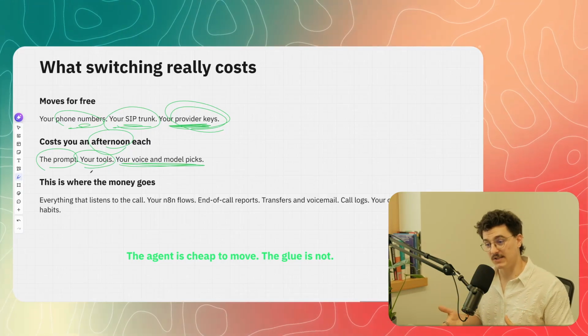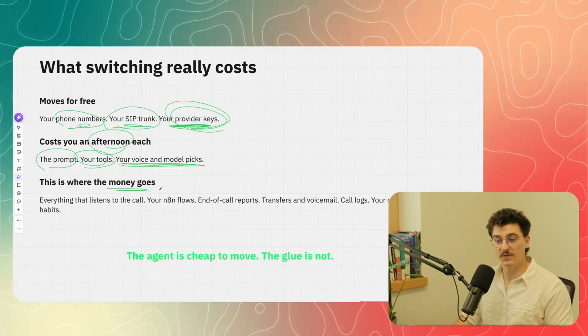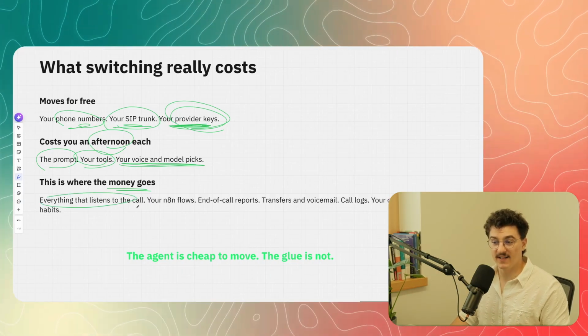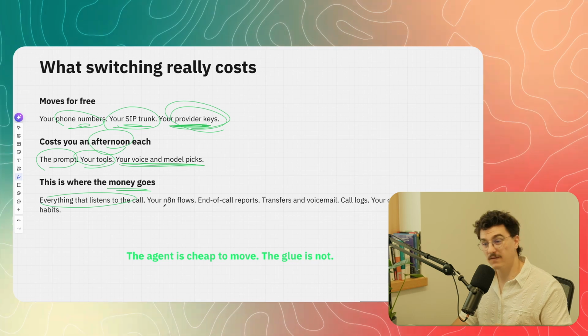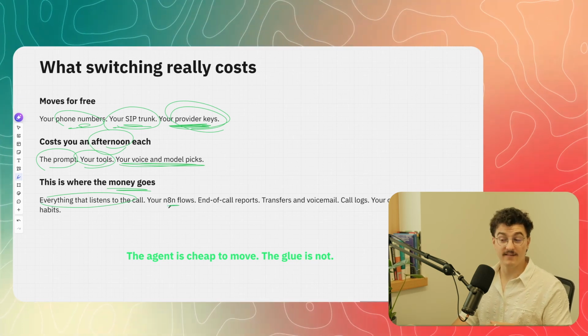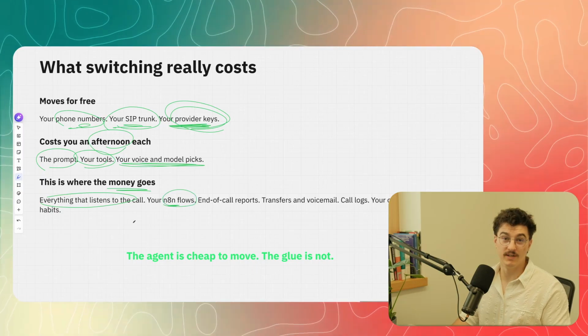And then the last one, this is where the actual money goes and what actually takes time. This is basically everything that listens to the call. So stuff like your n8n workflows. LiveKit has a different schema than Vapi, so you will need to rebuild those.